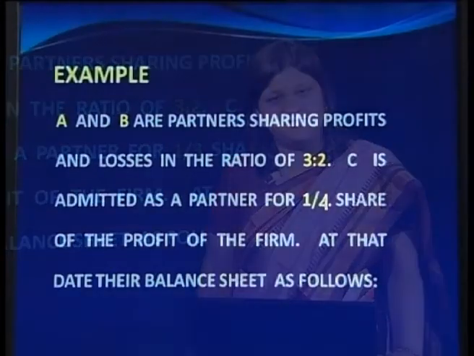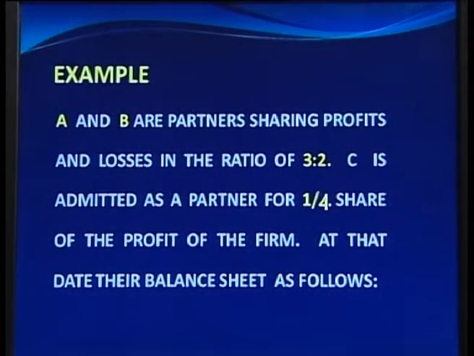So, here profit sharing ratios shall also come into existence, and we have to prepare the accounts so that the final figures are reflected properly in the new balance sheet which we have drafted. So, we will analyze this question. A and B are partners sharing profits and losses in the ratio of 3:2. C is admitted as a partner for 1/4 share of the profit of the firm. At that date, their balance sheet is as follows.